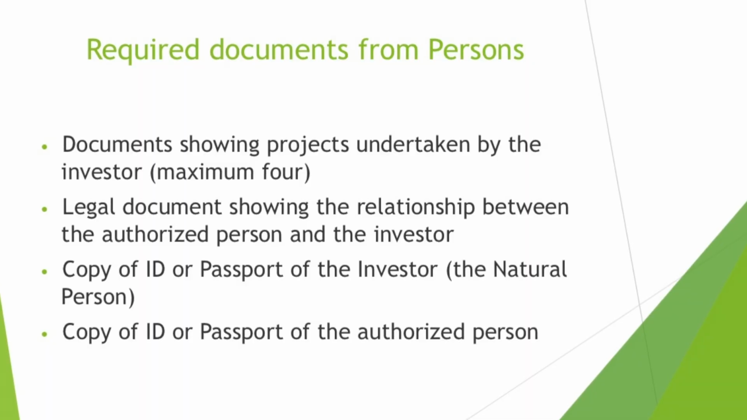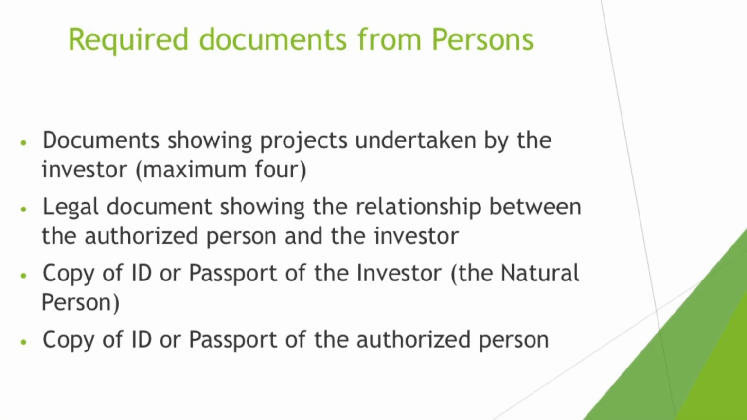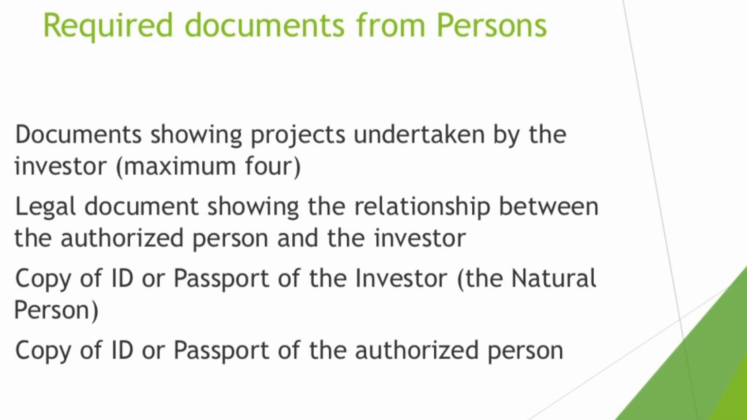The second type is the documents required from the person. The person or the investor who wants to invest must submit the following documents. First, a document showing that he already made some projects similar to that one, anywhere in the world. Maximum 4, minimum 1. If the person did not make any similar project, this will affect the acceptance of the application. But still, it's possible if the feasibility study is strong and good. But they also need something to show that the investors have experience in similar projects.